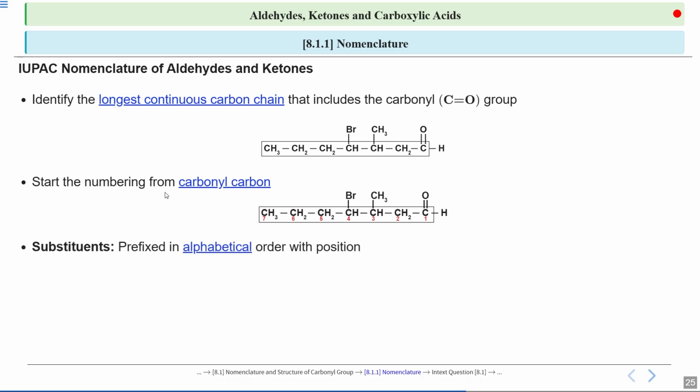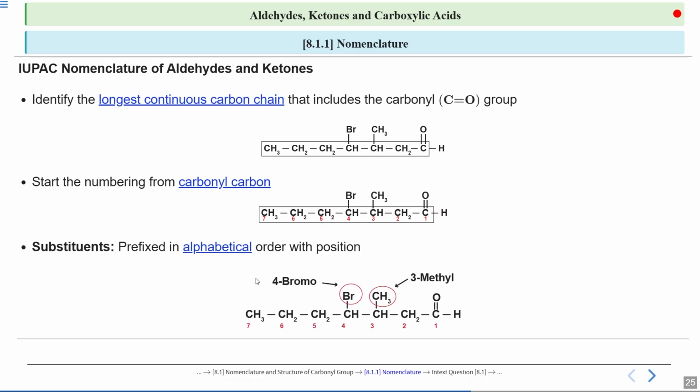Now comes the part of substituents. We have identified the longest carbon chain. Now we will see the substituents which are attached, prefixed in alphabetical order with position. If you see over here, on the third position a methyl group is attached, and on the fourth position a bromo group is attached. So these are the substituents.